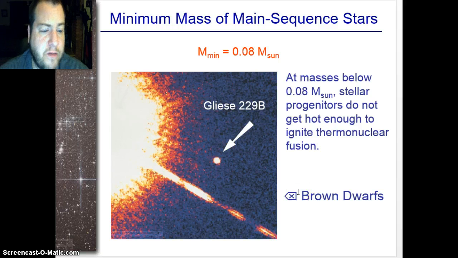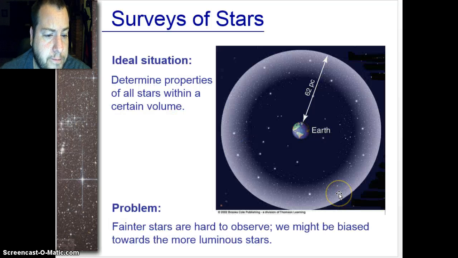The minimum mass of a main sequence star is about 0.08, or 8/100ths the mass of the Sun. The reason why anything less than this mass does not become a star is because it is too small and doesn't get hot enough with the pull of gravity to ignite thermonuclear fusion like we talked about. So anything smaller than that is called a brown dwarf.